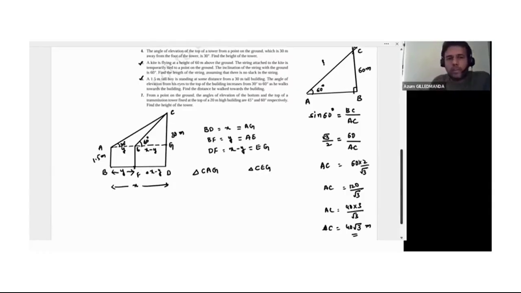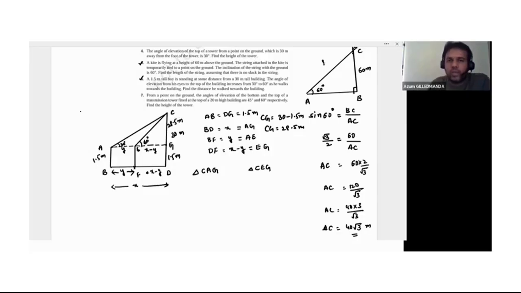I know the height, right? So what other things do I know? AB I know. AB equal to DG equal to 1.5 meters, right? So this I know. This is 1.5. The total is 30. If the total is 30, then what is the CG? CG is nothing but 30 minus 1.5, right? So CG equal to 28.5 meters.